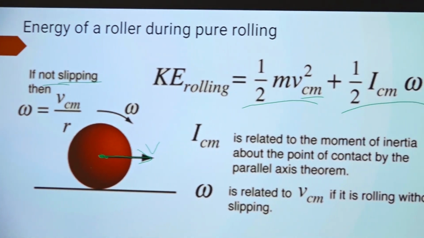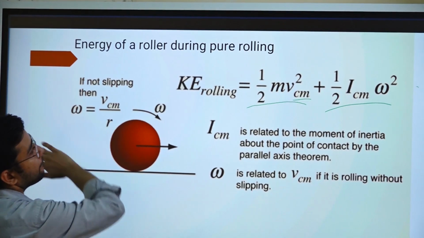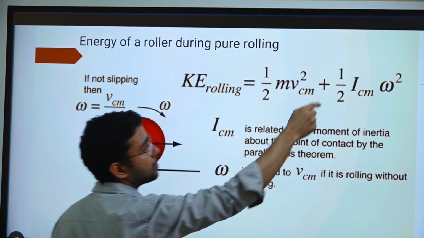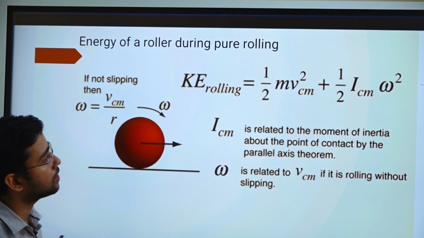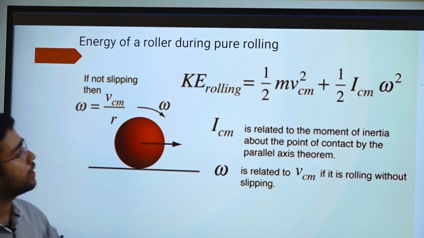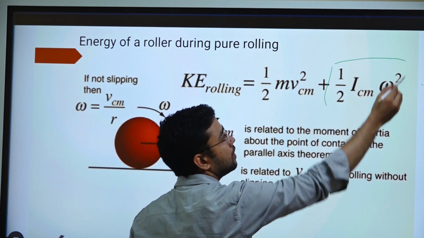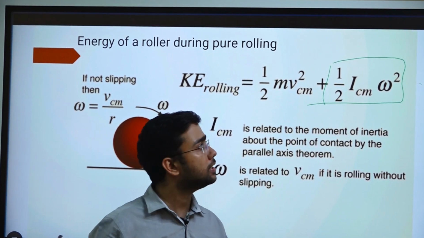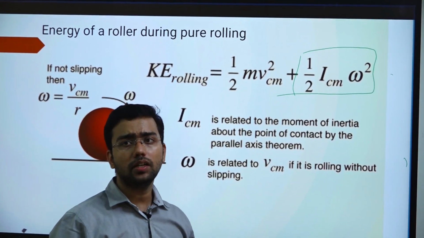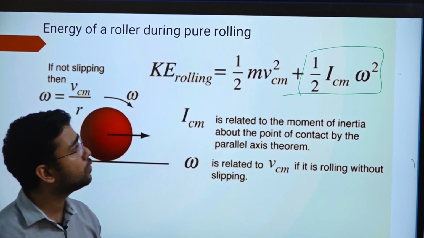Okay, so now let us see the next topic. This thing you must always remember, it is very important. This half I omega square is used in a flywheel. In dynamics of machines, you use this half I omega square in a flywheel, right? So you must be knowing this by now at least.